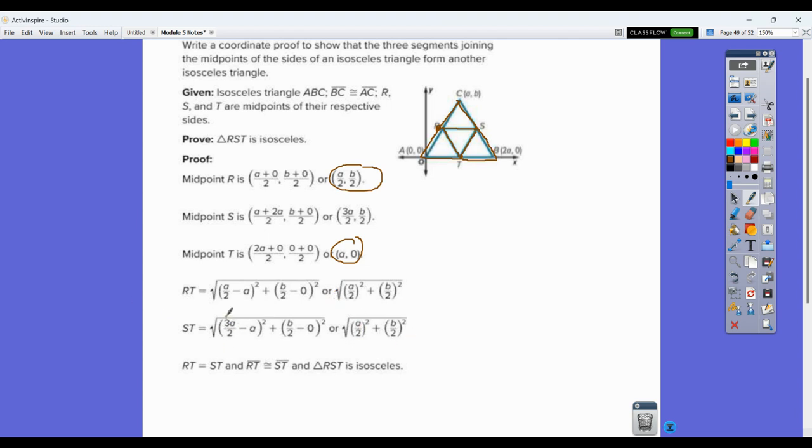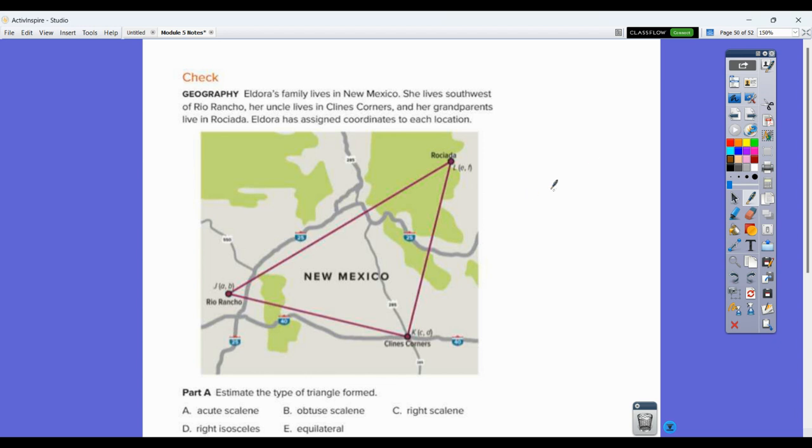Now, a little bit different here because we have 3A over 2 minus A, which we can write as 2A over 2. A is the same thing as 2A over 2, and that's where they get A over 2. But we get to the same thing. So since we can show that these are equal, RT is equal to ST by those distance formulas, and therefore RT is congruent to ST by the definition of congruence, and triangle RST is isosceles by the definition of an isosceles triangle. So that's kind of the idea behind what we're doing here.